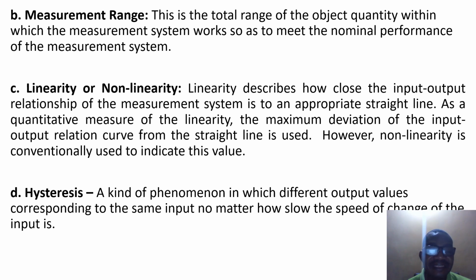Then the next is hysteresis. Hysteresis is a kind of phenomenon in which different output values correspond to the same input, no matter how slow the speed of change of the system is. What happens in hysteresis is that when you supply the same input value to a measurement and it gives you different output values, we say that there is hysteresis.